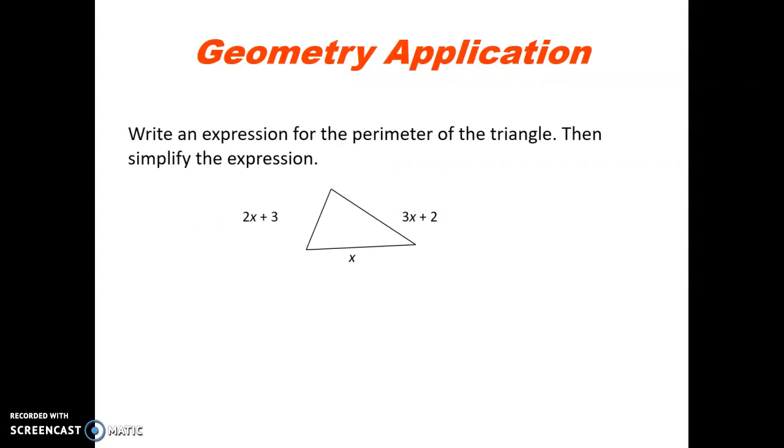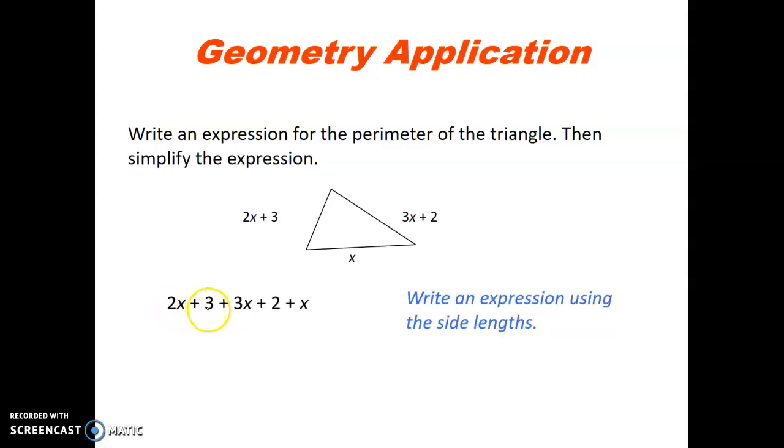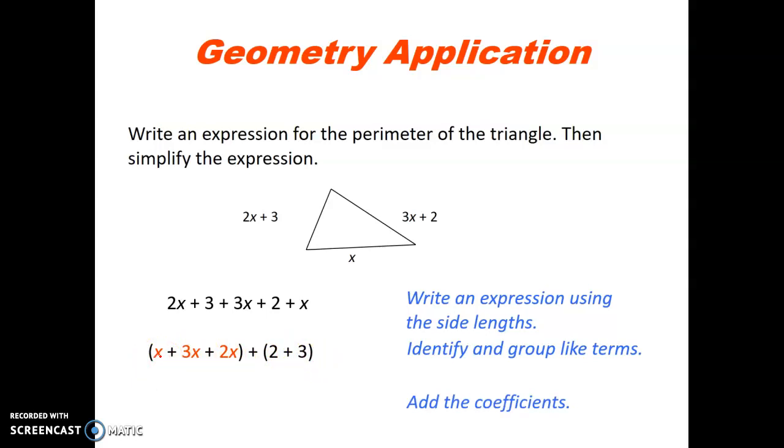Okay, so we can use this when we are finding the perimeter in geometry. It's very helpful then. So we can write an expression for the perimeter. Remember, we're going to add up all the sides. So we're going to write an expression using the sides. Here is my 2x plus 3 plus 3x plus 2 plus x. Identify and group my like terms. Here we go. And then add the coefficients. So 1 plus 3 plus 2 is 6x, and 2 plus 3 is 5, 6x plus 5.